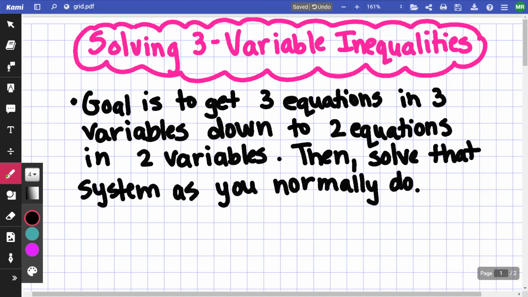Now, when I say solve that system as you normally do, we normally will take that system and solve it using equal values, substitution, elimination. Most likely today we're going to do a lot of elimination. And we're trying to get it down to 1 equation in 1 variable. That's going to be our ultimate goal. Okay.